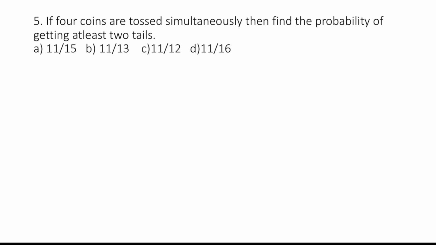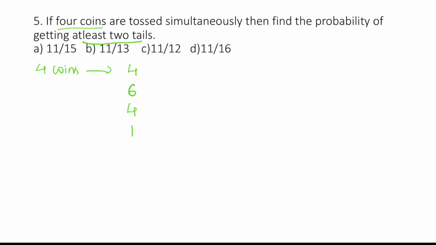Okay, next problem. If 4 coins are tossed simultaneously, then find the probability of getting at least 2 tails. Okay, so here 4 coins are tossed and they are saying at least 2 tails should be there. So what is the table for 4 coins? It is 4, 6, 4, 1.